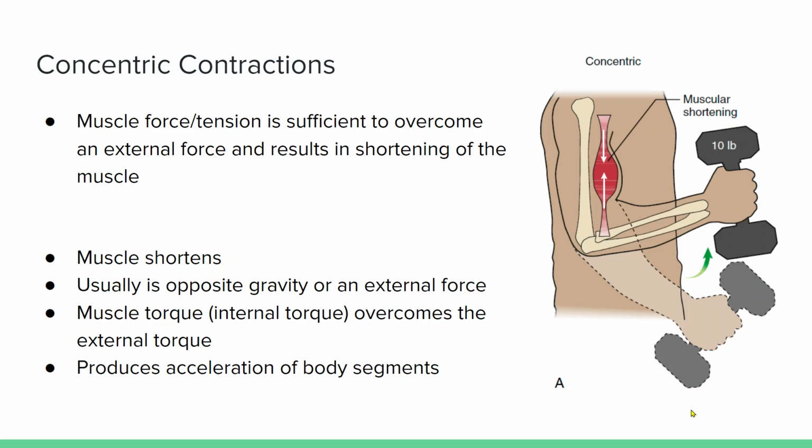So features of concentric contractions: the muscle shortens. It's usually a contraction that opposes or is opposite of gravity or an external force. And the muscle torque, and we'll talk about torque, which is force times moment arm. That muscle torque, or the internal torque, overcomes the external torque. And concentric contractions typically are what we use to produce acceleration of body segments. So when you jump or when you throw, that acceleration phase is a concentric contraction.